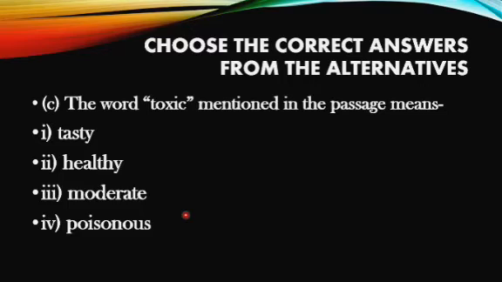The word toxic mentioned in the passage means... All the questions that you have already seen are based on vocabulary and synonymous words. So here is another one. We have to find out the meaning of the word toxic. Toxic means harmful, harmful chemical waste actually, which is not healthy at all. So it could be poisonous, but let us see the options. Number one, tasty, is quite impossible. Healthy, no, it's not. Toxic doesn't mean healthy. Moderate, no, toxic means harmful. So poisonous is the correct option.